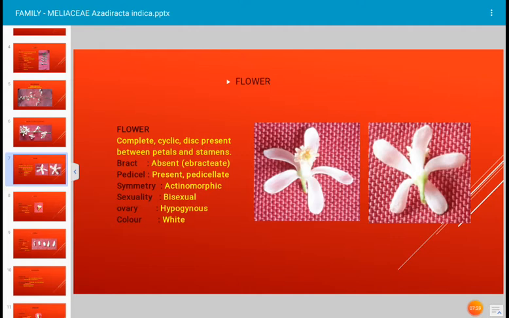How is the color of the flower of Azadirachta indica, family Meliaceae? Flower color is very beautiful, milky white, beautiful white colored flowers are there.